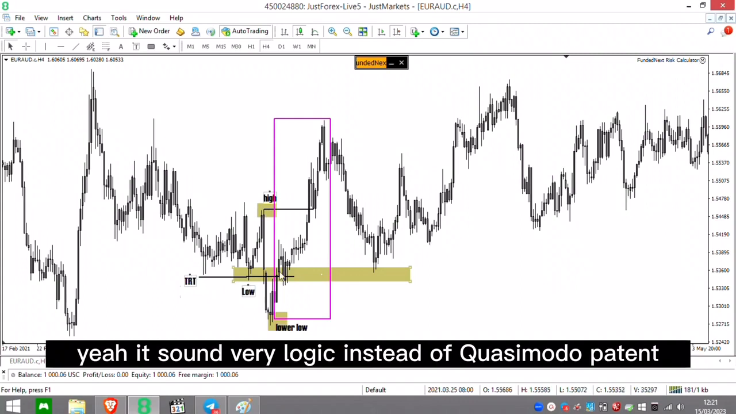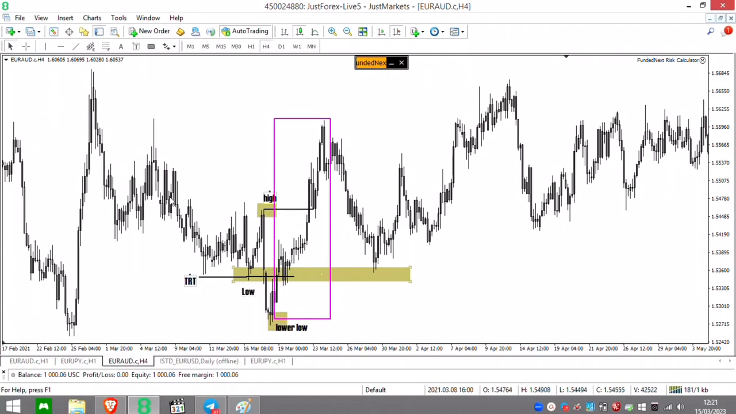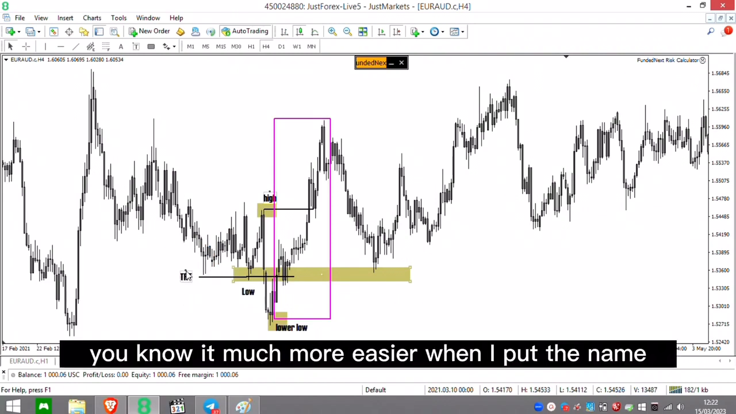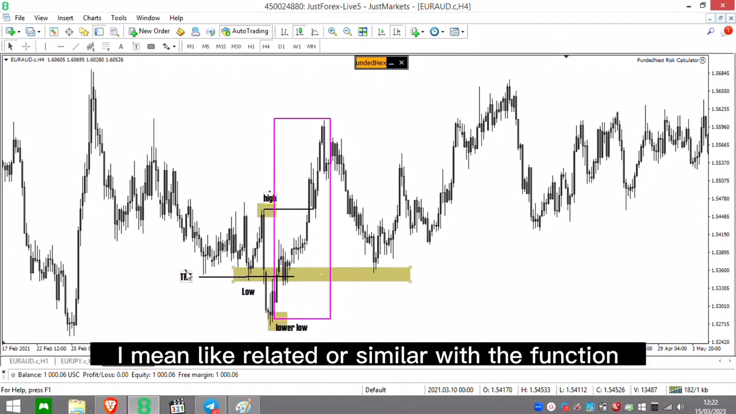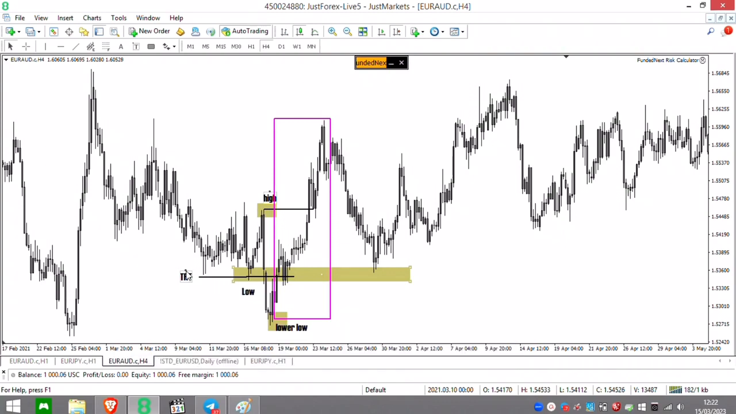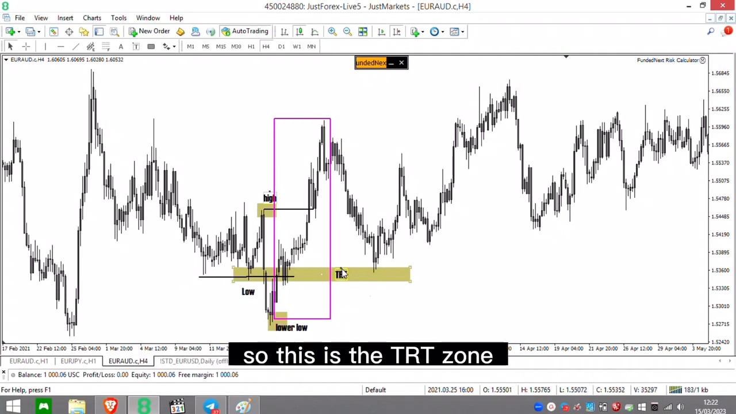Yeah, it sounds very logical instead of Quasimodo pattern. In terms of function, and in terms of it being much easier when I put the name, I mean, related or similar with the function. That's why I call this pattern TRT. So this is the TRT zone.